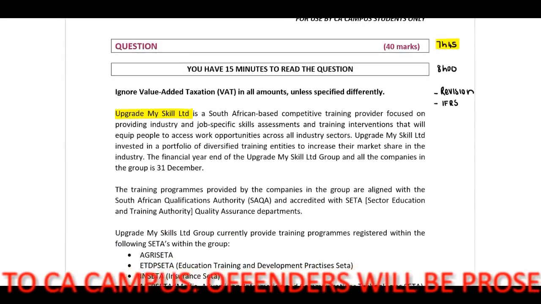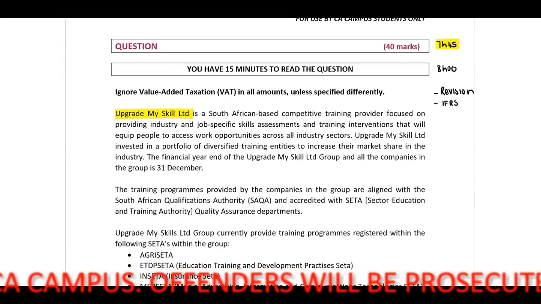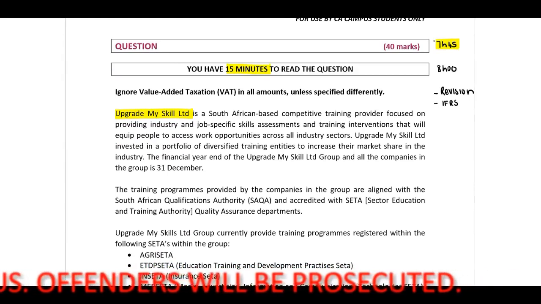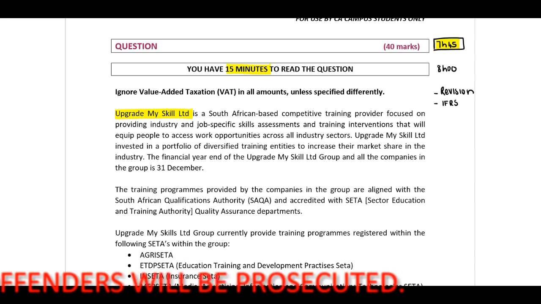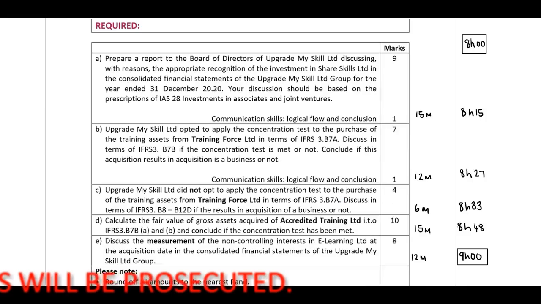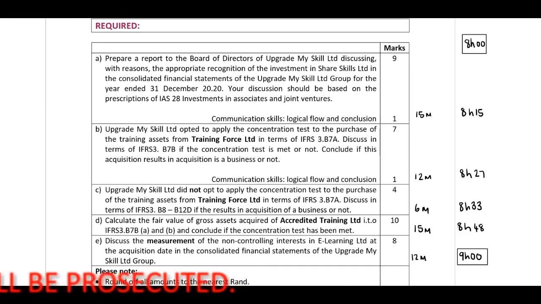Now, when you look at this question, we have 15 minutes to read the question. I recommend, as always, identify the time when you start with your reading. Identify when you need to be finished with the reading. This is important because when you look at the requirement, your first step will be to allocate the minutes to each section, which is your marks times 1.5. And you need to start with part A at 8. Therefore, you need to be finished with part A at 8:15, B 8:27, and so forth. And you need to be finished with this question at 9.